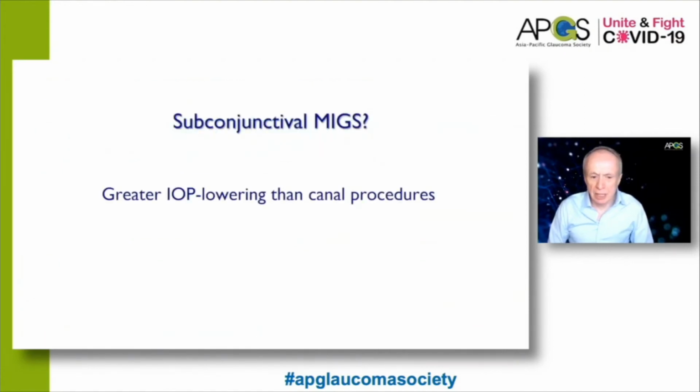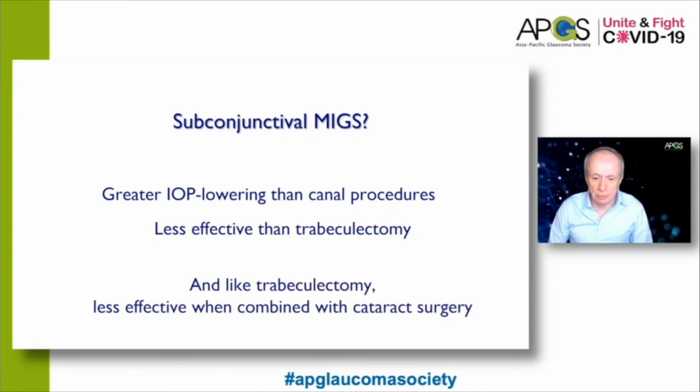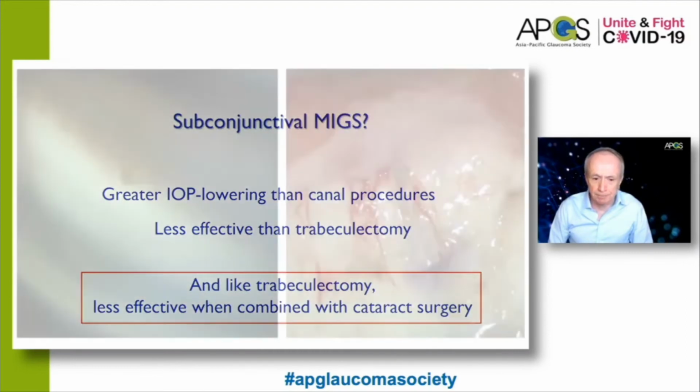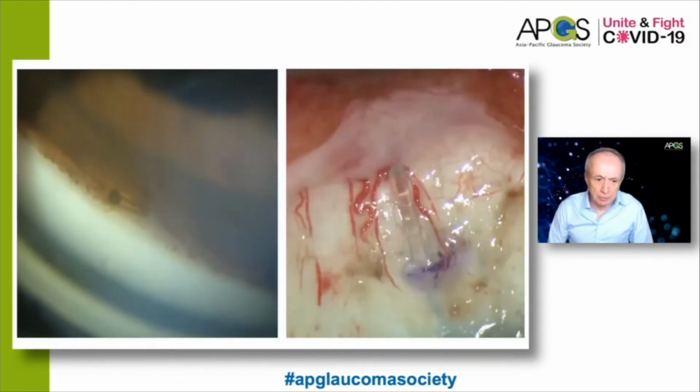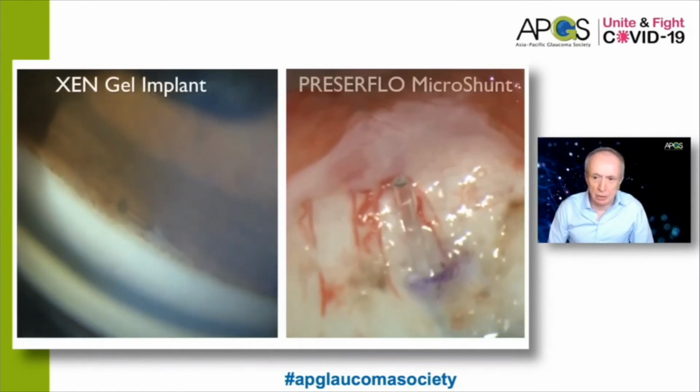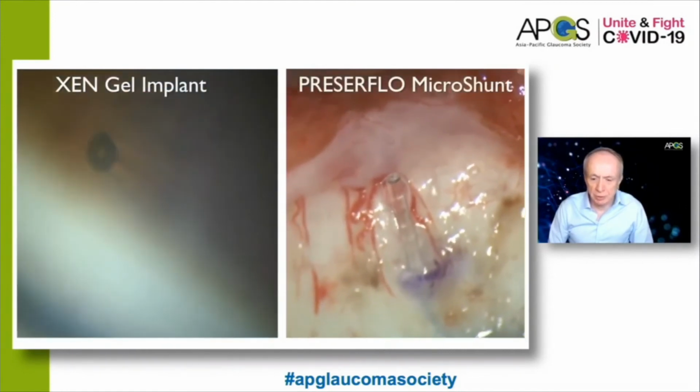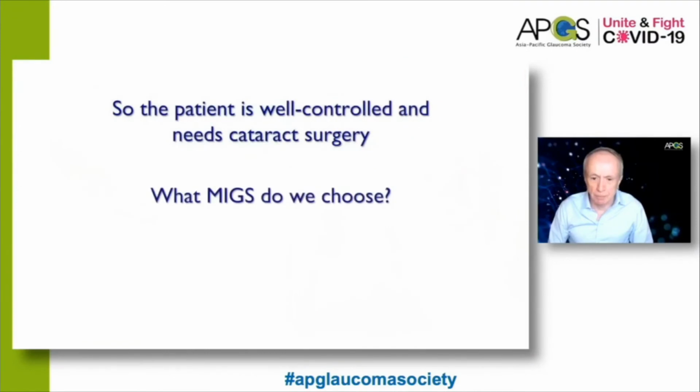What about subconjunctival MIGS? As I mentioned, in general, they produce greater IOP lowering than canal procedures, but they seem to be less effective than trabeculectomy. And like trabeculectomy, it is believed, although we don't have hard data on this, that they're less effective when combined with cataract surgery. And certainly Santen, the makers of the microshunt at present, I believe, are not recommending combining the microshunt with cataract surgery. The subconjunctival space, there's obviously the Zen and the microshunt. So there's two devices which are very similar, but have a slightly different approach.